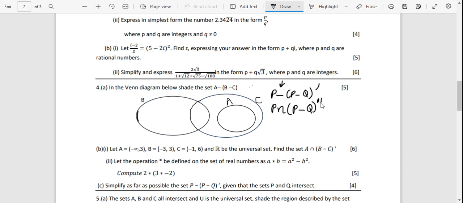Remember, a complement is going to come here, but there's also another complement. So those two complements cancel themselves. That would be P intersection P minus Q. Again, we change what is inside to an intersection. That would be P intersection Q complement. Okay, there. Now, you want where P intersects with P intersection Q complement.